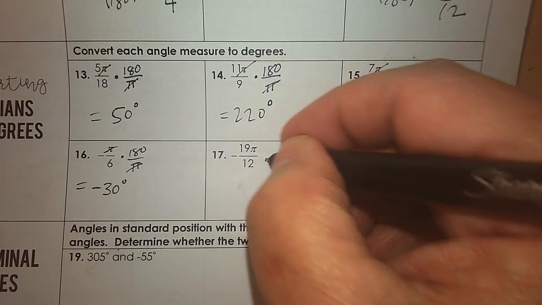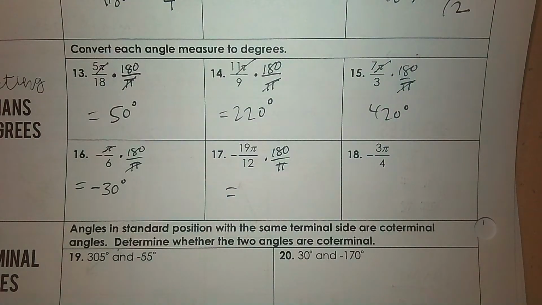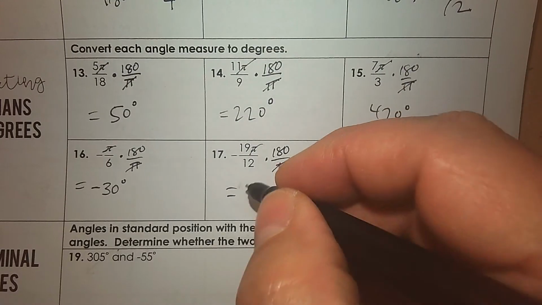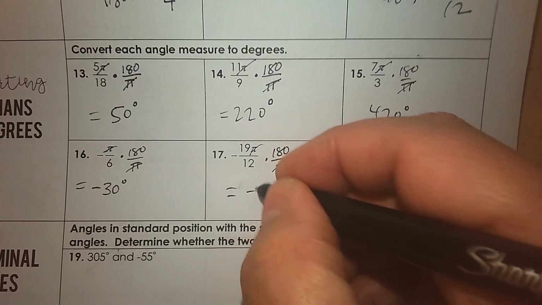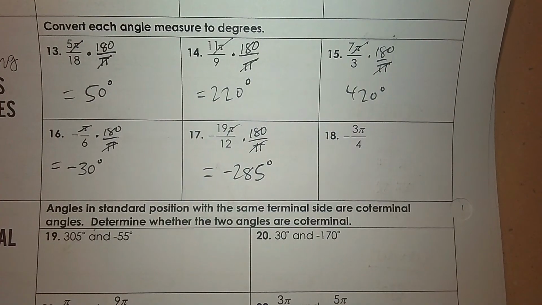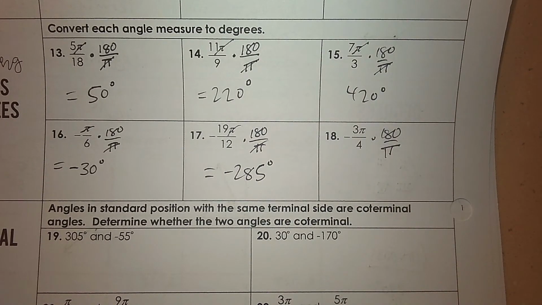Again, convert 180 over pi. The pi's divide out. Negative 19 times 180 divided by 12. One more time. Can you convert? 180 over pi.